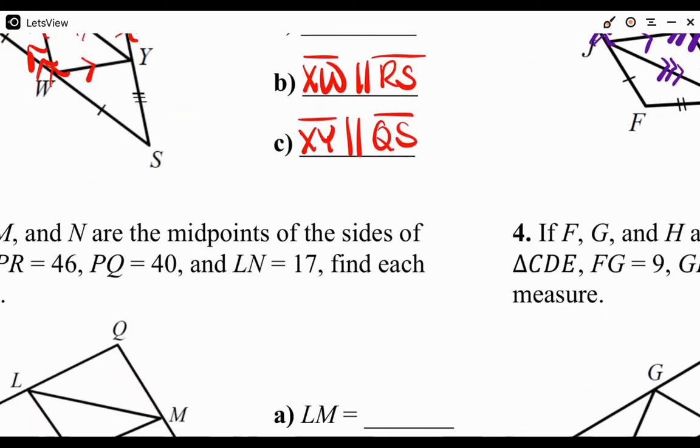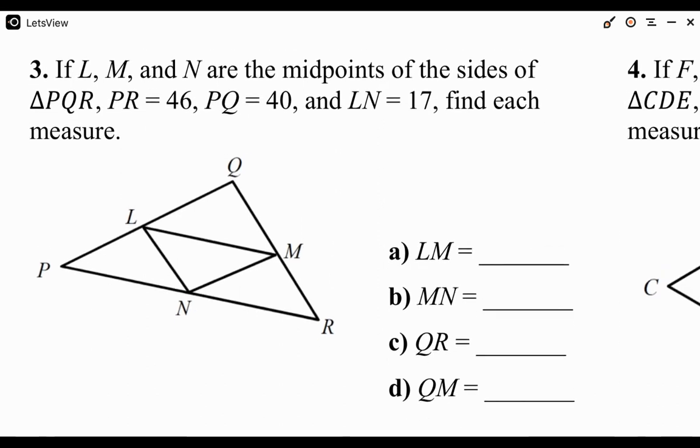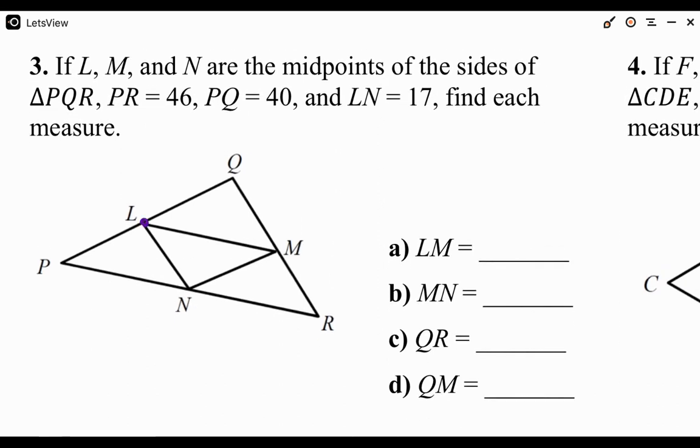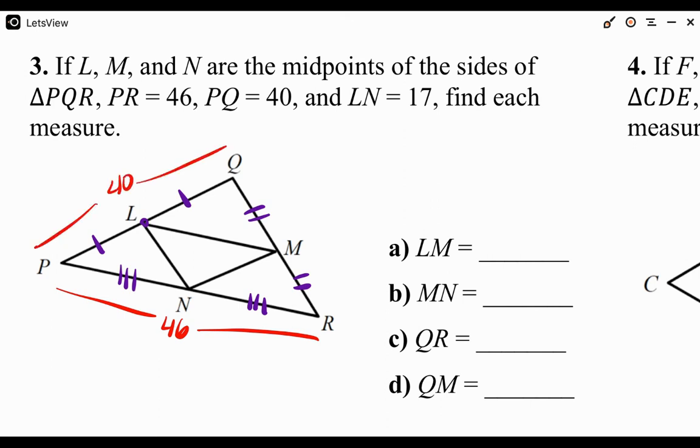Okay, number 3, if L, M, and N are midpoints, so we know that these midpoints are breaking up our longer segments. Then we know PR is 46, that's for the whole thing. PQ is 40, again for the whole thing. And LN is 17. So these are our formulas. Remember that this is equal to 2 of the small ones.